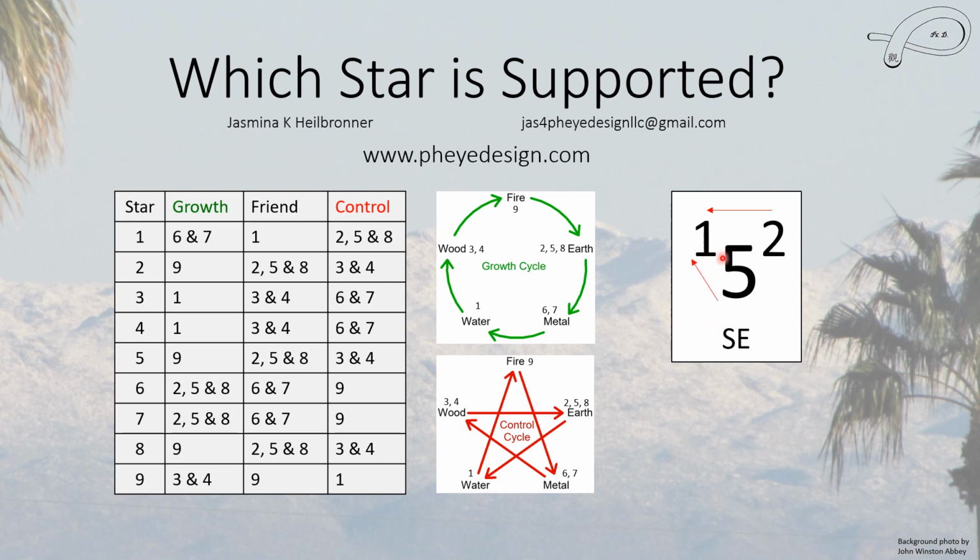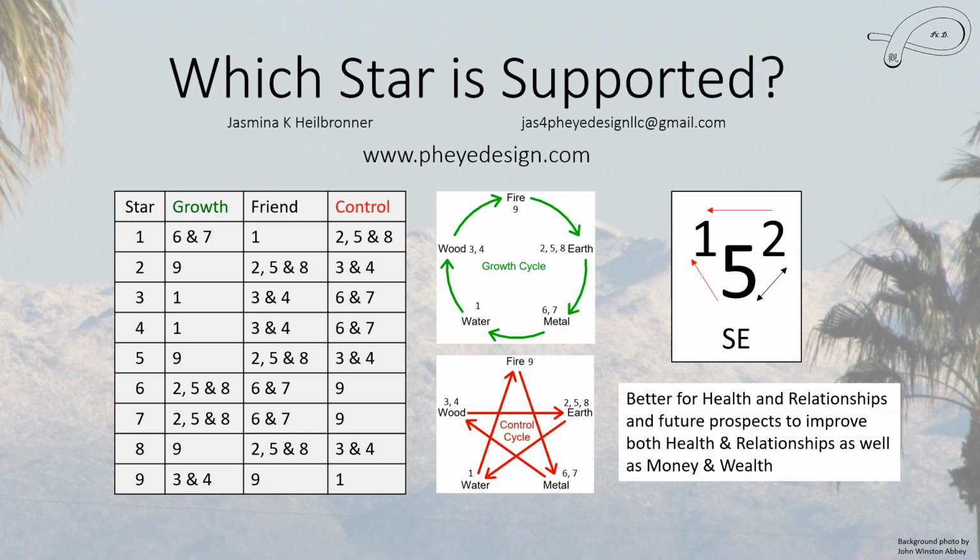If we look at how the base star is related to the sitting star, well, there's 5, so it also supports the sitting star. That means this is an extra boost. When you have the base star also support it, it gives you an extra boost. So you will get help from the outside just by chance. You won't have to work at it. If we look at the 2 and the 5, it is a friend relationship. So overall, this sector of the house is better for health and relationships, and it has future prospects to be improved without a tremendous amount of effort on your part. Things will just come to you that will help you with this.